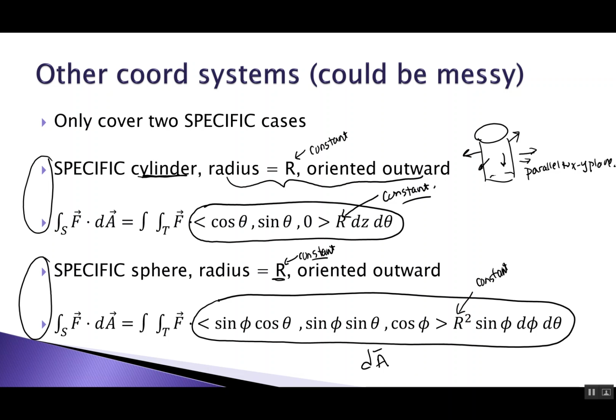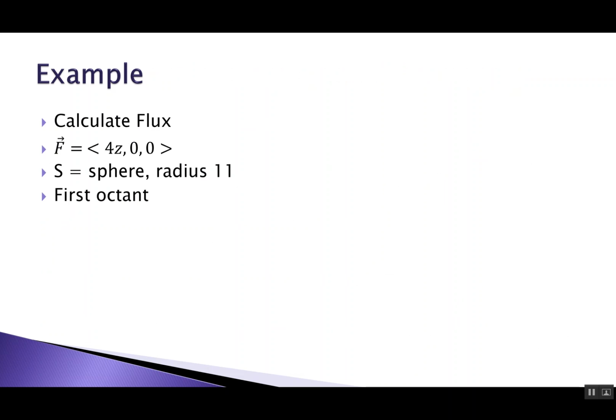Let's do one example. Let's calculate the flux of 4z, 0, 0. Our surface is a sphere of radius 11. We're in the first octant, and we're oriented outward. If this were oriented inward, then I would just take the negative of what I had. But let's orient outward.